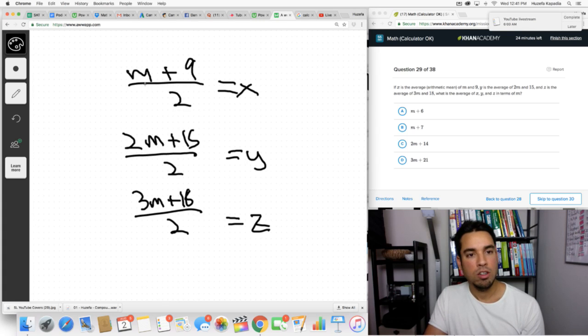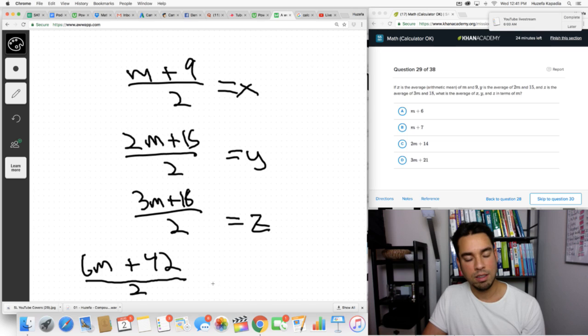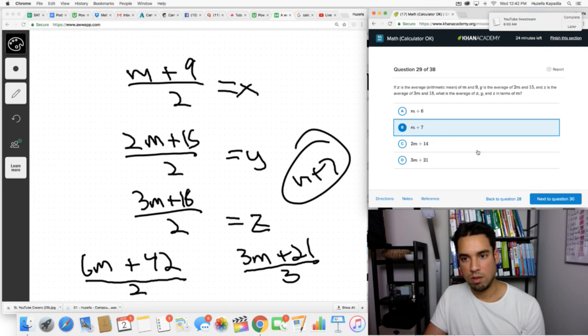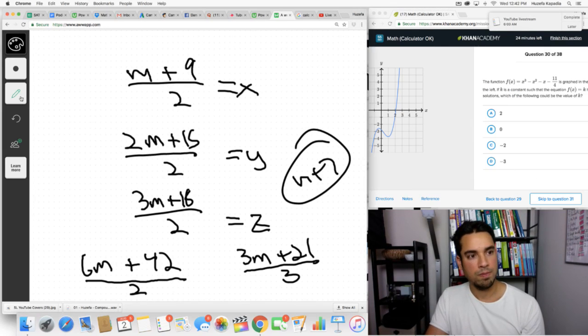Oh man. All right. So I'm just going to add, look, they're all over 2, so I'm going to add them all up. So it's m plus 2m plus 3m is 6m. 9 plus 15 is 24. 24 plus 18 is 42. You can use your calculator, of course, 42. So all these guys are added, right? So that becomes 3m plus 21. But this is like 3 terms now added up, so we got to divide everything by 3, so it becomes m plus 7. Crazy.